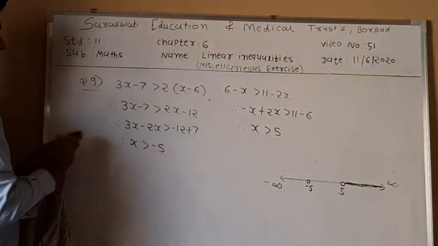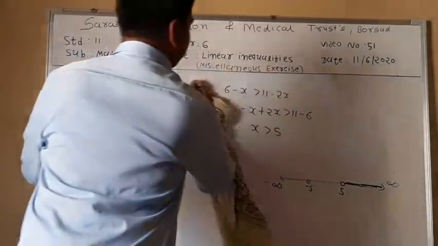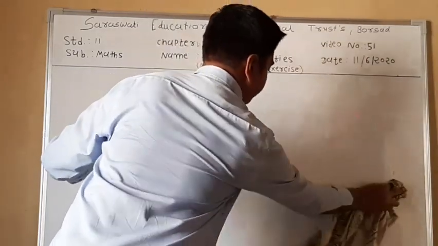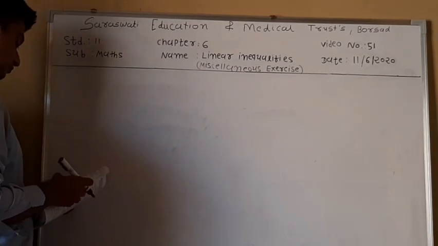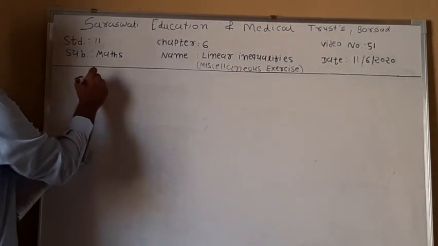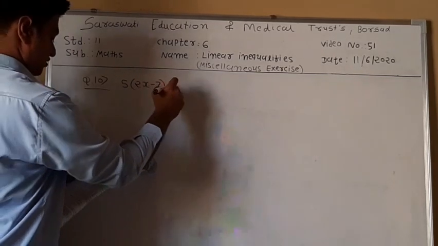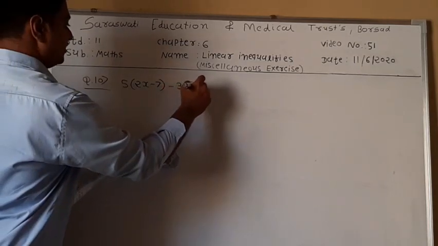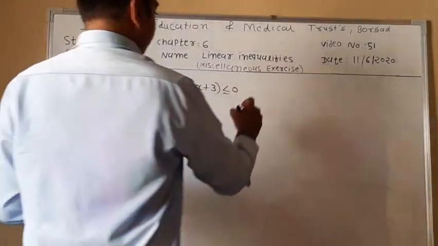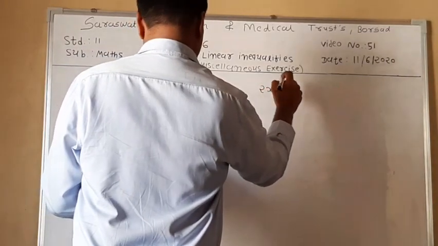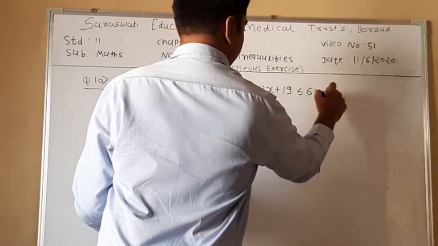Next question, question number 10. 5 into bracket 2x minus 7 minus 3 into bracket 2x plus 3 less than or equal to 0, and another inequality is given here, 2x plus 19 less than or equal to 6x plus 47.